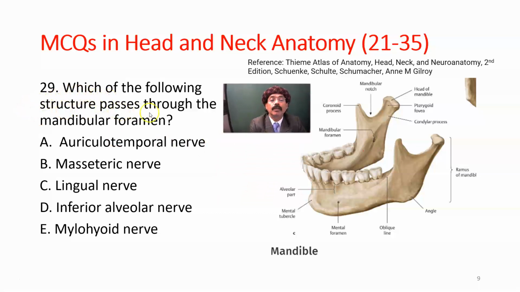Which of the following structures passes through the mandibular foramen? This is the mandibular foramen. Auriculotemporal nerve, mesenteric nerve, lingual nerve, inferior alveolar nerve, mylohyoid nerve. What is the nerve? The inferior alveolar nerve. That is the answer. The inferior alveolar nerve passes through the mandibular foramen, with the inferior alveolar vessels inside. Okay, we got that.